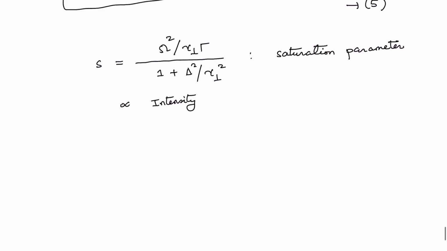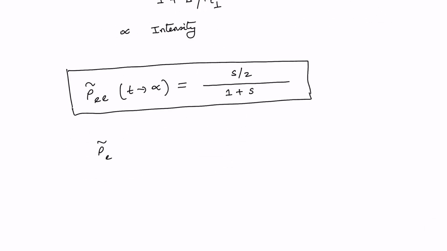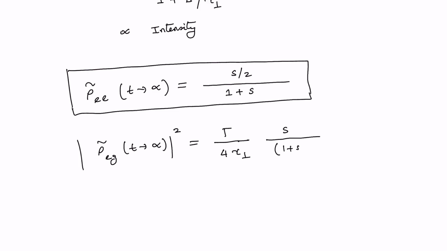So therefore the saturation parameter is basically proportional to the intensity of the light field. And using this parameter, now I can write my steady state excitation rho tilde EE in a very simple, simplified way as S by 2 divided by 1 plus S, where small s is the saturation parameter. And also I have rho tilde EZ, that's the steady state coherence. In fact, if I take its mod square, that would be easy to write. Then I will have gamma divided by 4 gamma perpendicular into S divided by 1 plus S square.